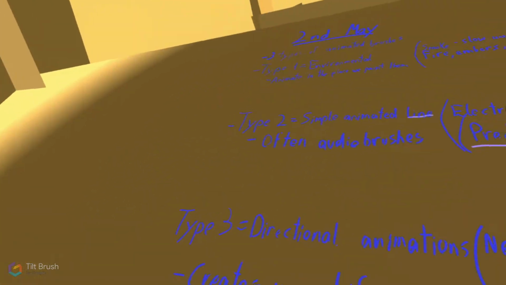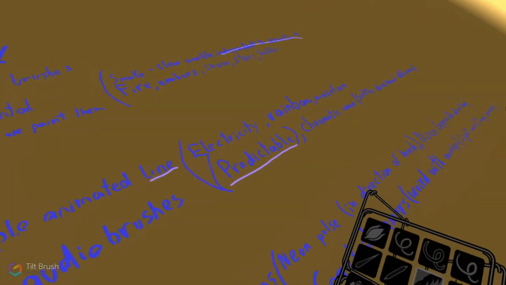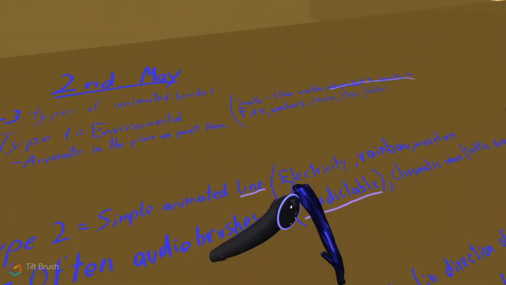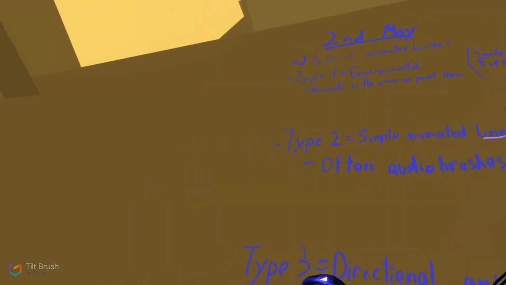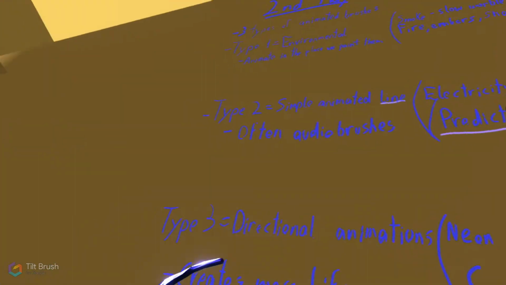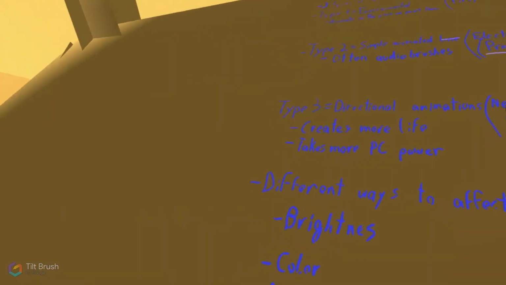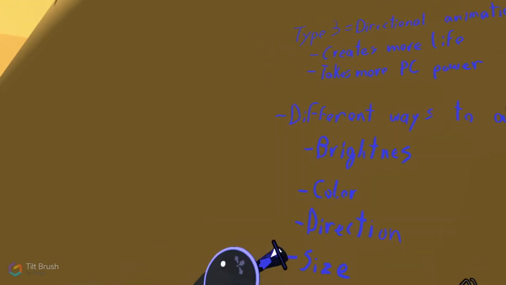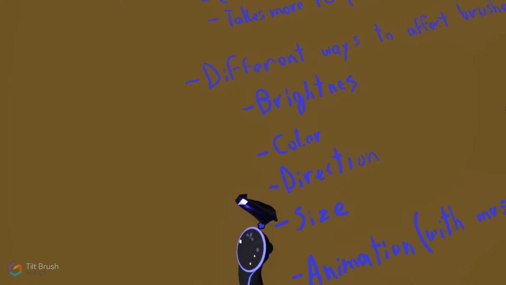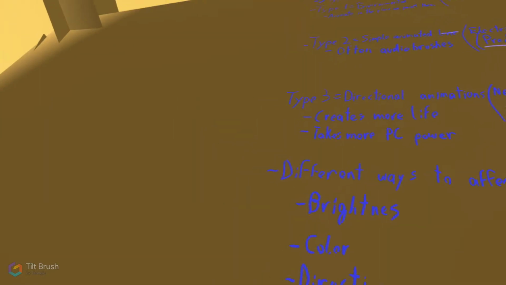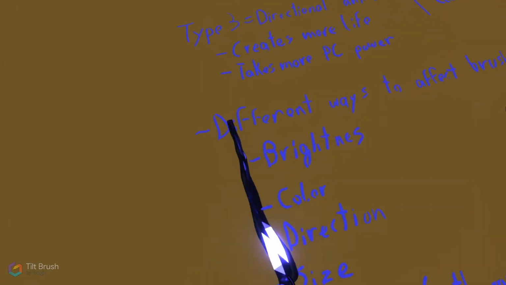So basically, type 3 is hard to exactly differentiate. I've been struggling to explain exactly what he meant, but when looking at the different brushes, it's easier to see with examples. You can see that type 3 is probably the most out there. You can do the most things. Therefore, I put a list on here of the different ways to affect brushes. Listening to him, I made up the main ways you can affect the brushes: brightness, color, direction, size, and animation with music. Here you can see that generally the type 3s have the most to them.